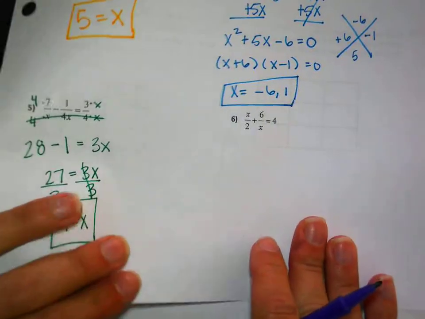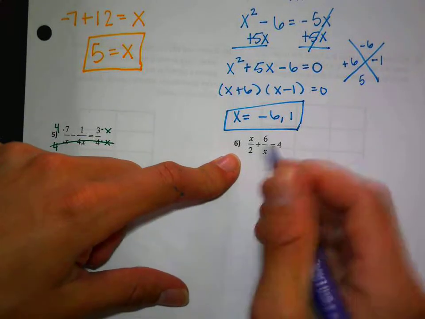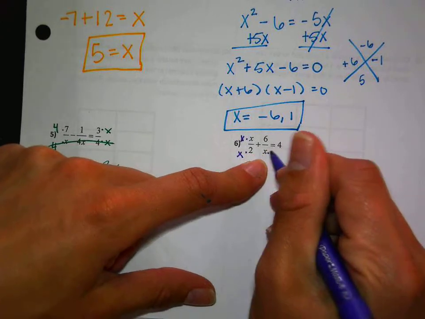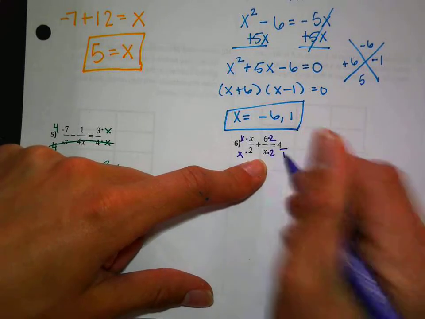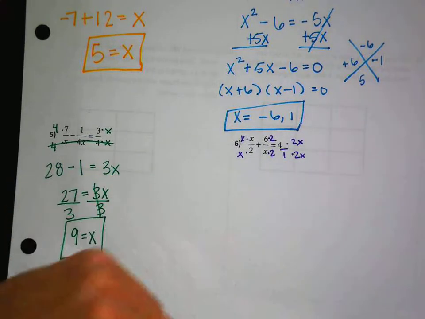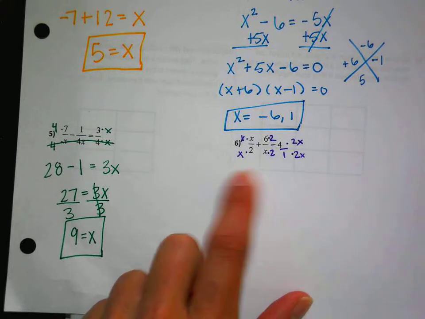All right, let's look at number 6. What is my denominator going to be on number 6? 2x, right? So what do I need to multiply this one by? 2. And what do I need to multiply this one by? 2x. So now if you look at all your denominators, they are all 2x.